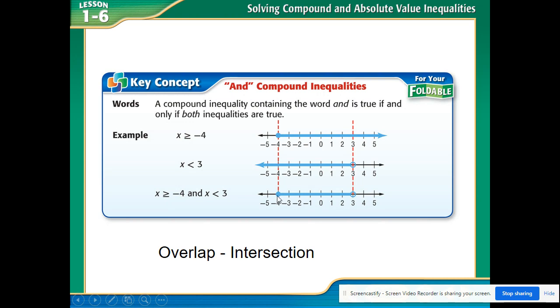We do have to have a closed dot on -4 because it's a closed symbol, and we need an open dot here on the 3 because that's an open symbol. So between those two is where we go ahead and fill in.